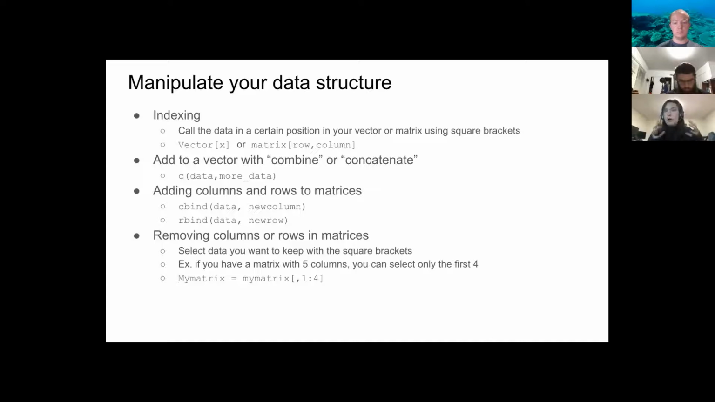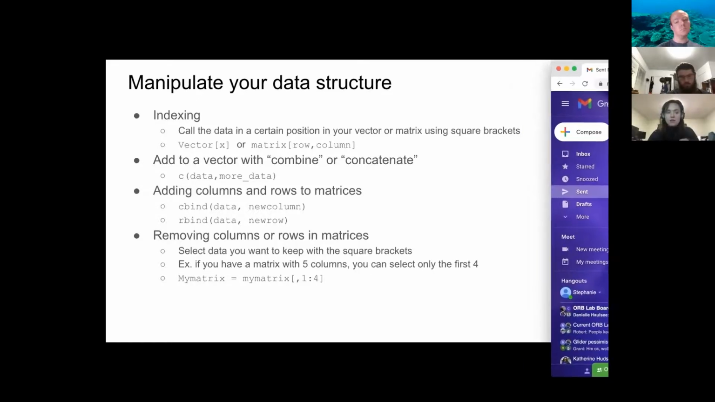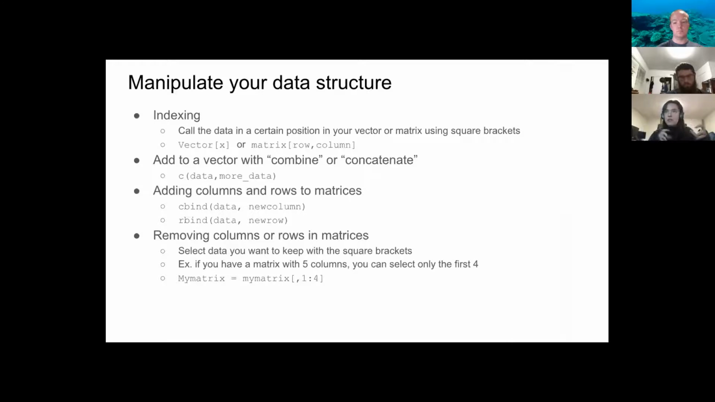You can also combine vectors with data frames, or you can combine two vectors together, or even append a single number to the end of a vector with the combine or concatenate, so that lowercase c. So you can just combine two things, the first thing, comma, your second thing, and put those together. For two-dimensional things like matrices or data frames, you can actually add columns or add rows with cbind and rbind. So cbind will add a column to the end of your data frame. Rbind will add a new row to the bottom of your data frame.